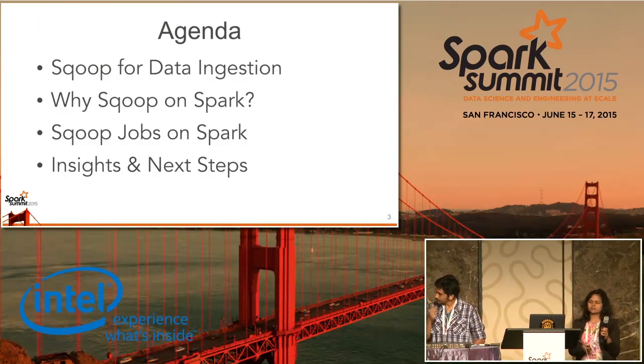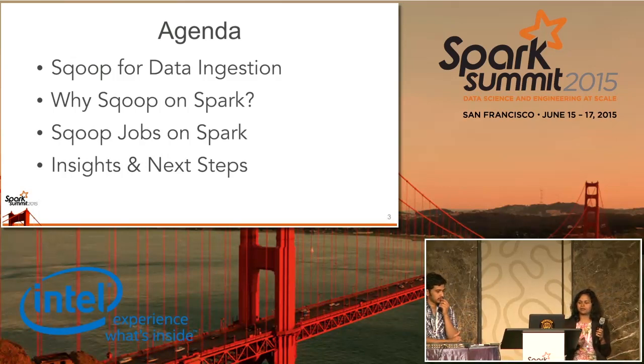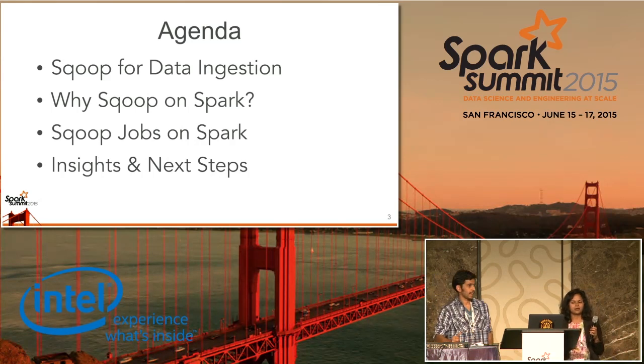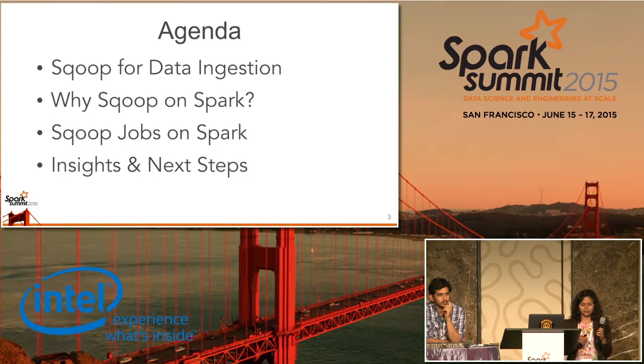So our agenda is quite simple. We'll talk about what the data ingestion tool Sqoop is used for. We decided to port this to Spark, basically run Sqoop jobs for ingestion on Apache Spark, and we'll explain why we did that. We'll spend some time on the details of how easy it was for us to implement that. And lastly, talk about some numbers between MR versus Spark and tell you where we are.